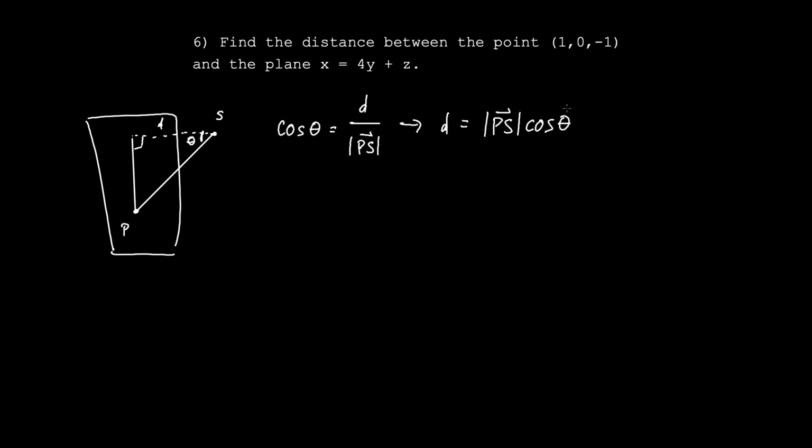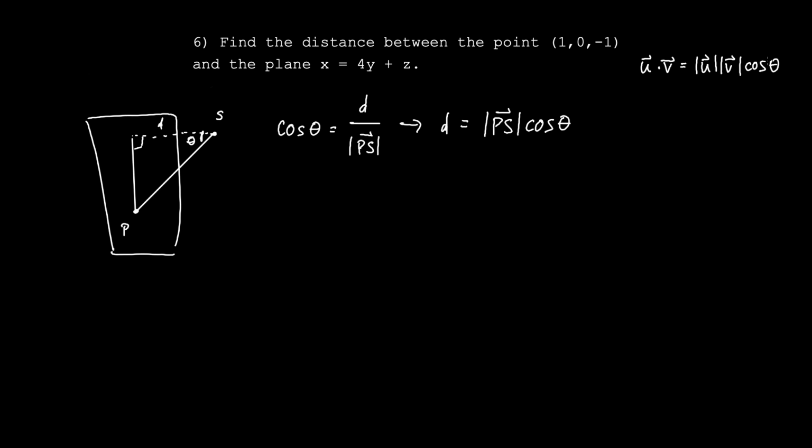Now there is an issue here. We don't know what theta is. The question doesn't give us theta. It gives us a point, and it just gives us the equation of a plane. So what do we do now? Well, we can make some substitutions. Keep in mind that we have u dot v equals the magnitude of u times the magnitude of v times cosine theta.